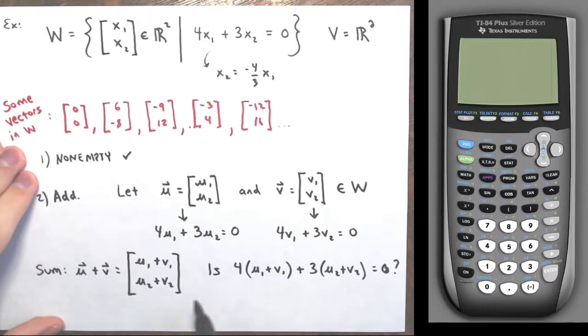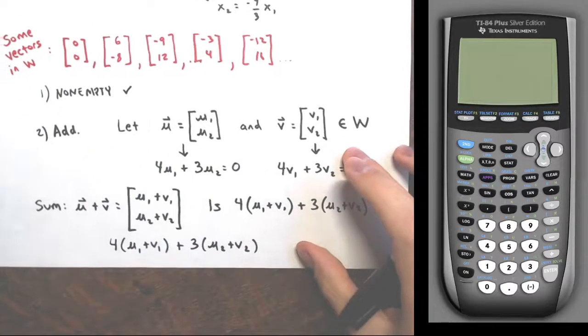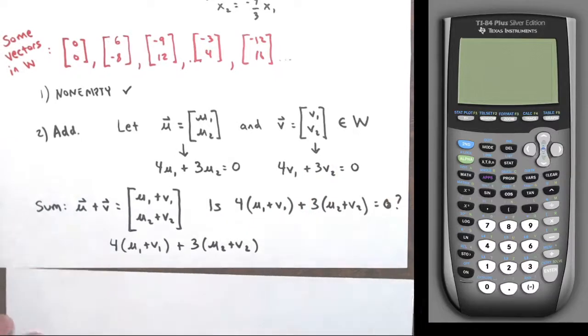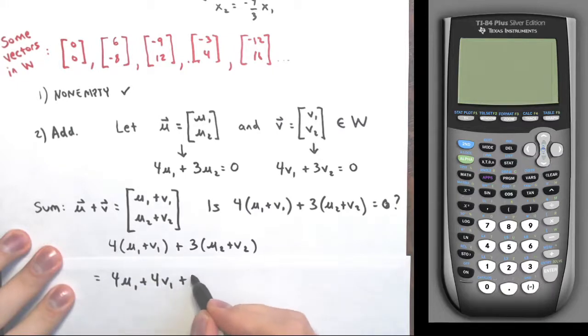All right, so let's look at the expression 4 times the quantity u1 plus v1, plus 3 times the quantity u2 plus v2. Let's look at that expression. Now, if I distribute, all right, let's mess with this a bit. If I were to distribute the 4 and the 3, we'd have 4 times u1 plus 4 times v1 plus 3 times u2 plus 3 times v2.